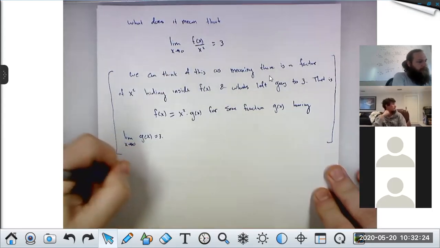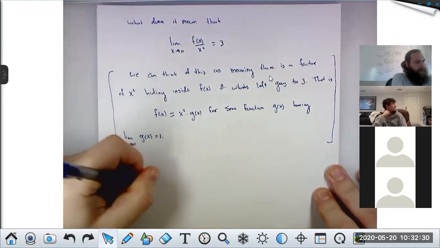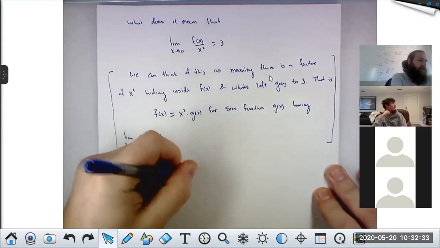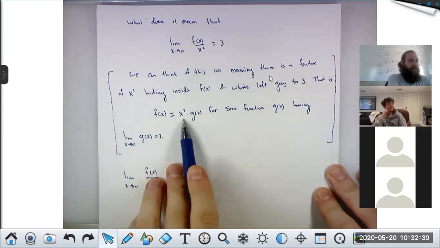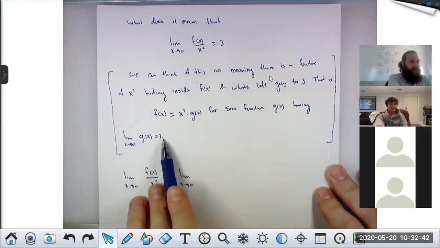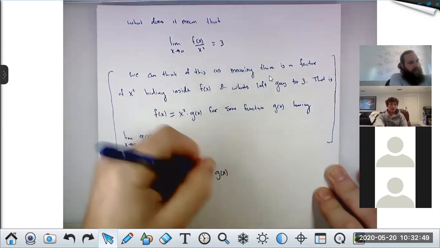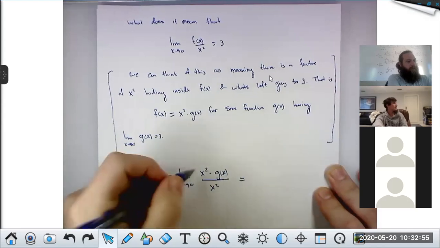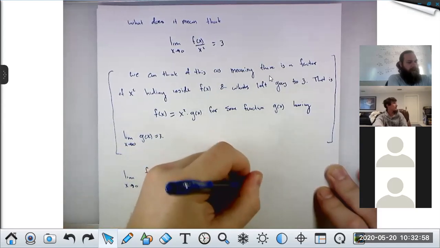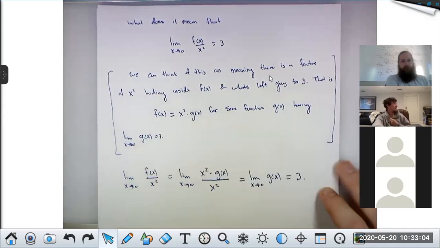But what this means is that the limit as x goes to 0 of f of x over x squared is really the limit as x goes to 0. We said f of x has an x squared factor hiding inside of it, and then there's whatever's left over, who knows what that is, but the limit of that thing is 3. So this is the limit as x goes to 0 of x squared times g of x, and then the denominator is still x squared. And then, of course, these x squareds will cancel, and you just get the limit as x goes to 0 of g of x, which we said is 3. So this is really what's going on there.